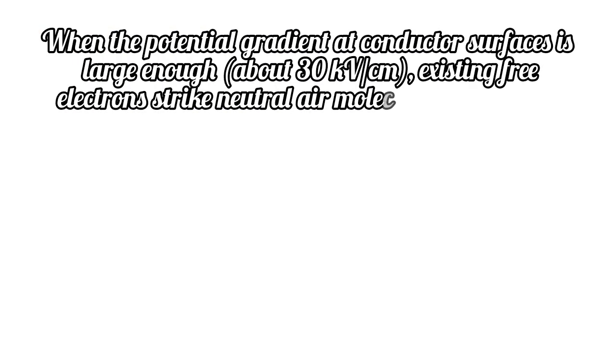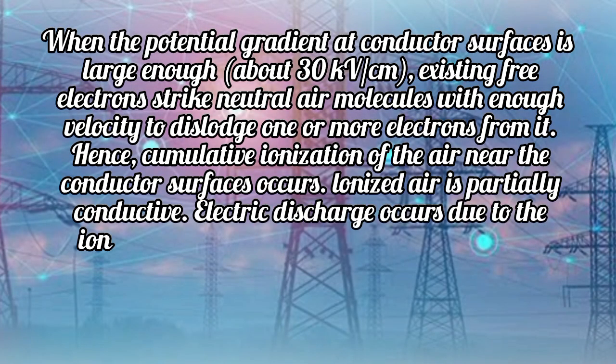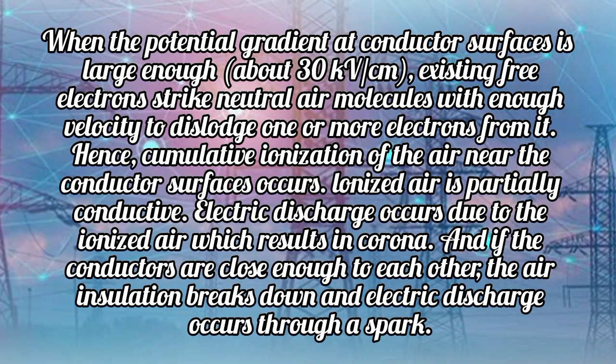When the potential gradient at conductor surfaces is large enough, about 30 kV per centimeter, existing free electrons strike neutral air molecules with enough velocity to dislodge one or more electrons from it. Hence, cumulative ionization of the air near the conductor surfaces occurs. Ionized air is partially conductive. Electric discharge occurs due to the ionized air, which results in corona.